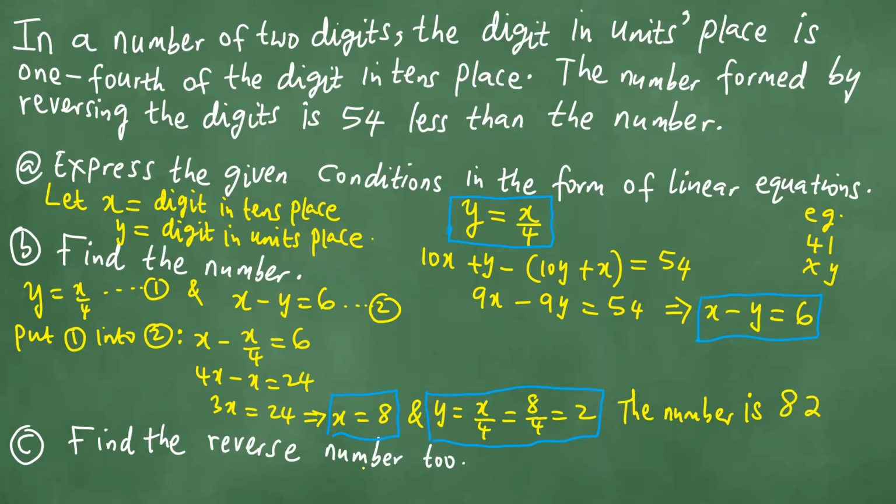Find the reverse number too. What is the reverse number? We just reverse the digits. So the reverse number is 28. Since the reverse number is 28, we have been able to solve this problem completely. And we're delighted that we have solved this problem.